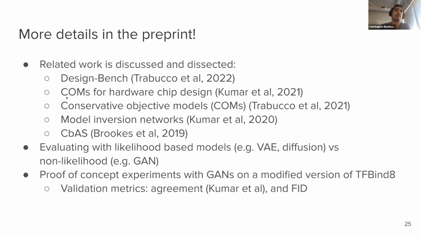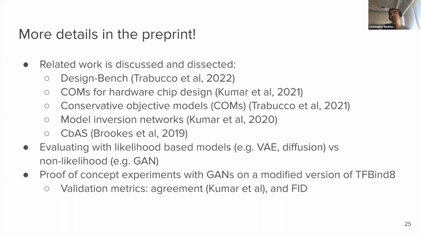And there are a lot of existing models. Conservative objective models is basically a regression model that they train like it's an energy function. There's model inversion networks, which is basically just GANs for MBO. There's also CBAS. I've spent a lot of time relating our model formulation and our evaluation framework to these models. And obviously, going back to what Joshua was saying, it really depends on the generative model that you're using, right?